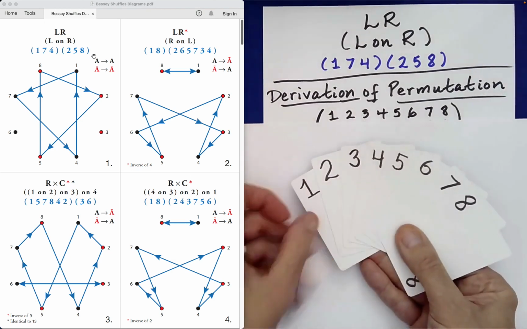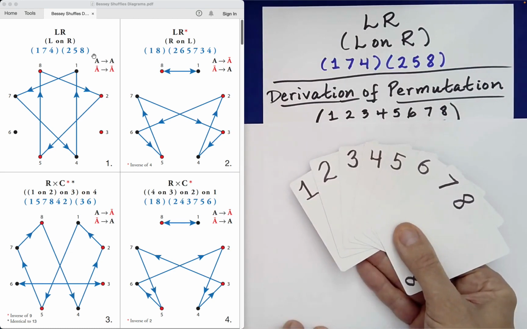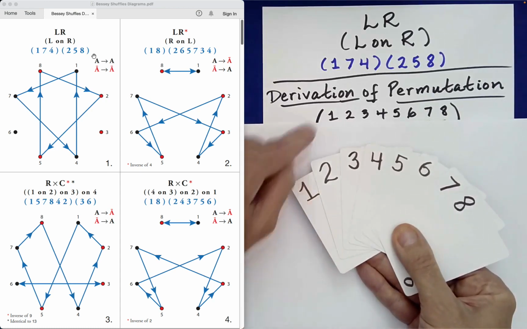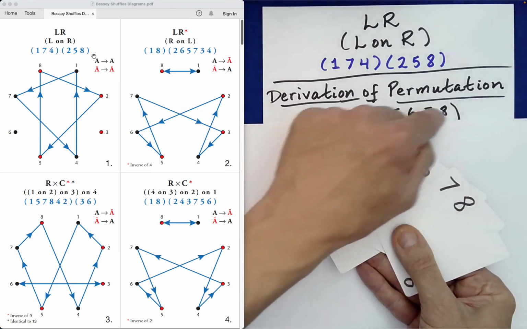Okay, so to figure out what permutation is associated with this shuffle, what we do is we begin with cards clearly labeled 1 through 8. These numerals are really just marking the original position of these cards. That's the whole reason for the numerals. Okay, so that's where we're starting. 1, 2, 3, 4, 5, 6, 7, 8.